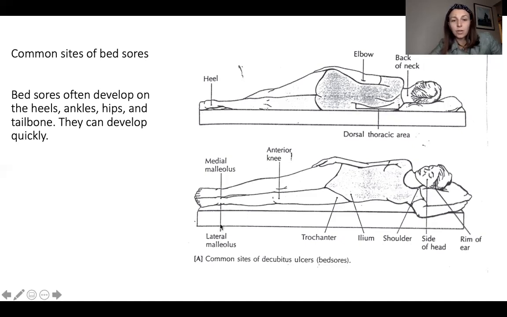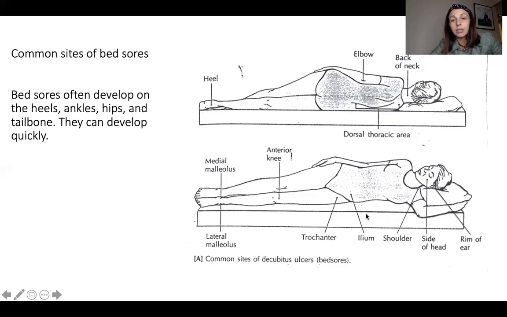Okay, so that's indicated here with the medial and the lateral malleoli, another bony prominence. The knee, the trochanter, and then the ilium has a bony prominence on the side as well. Also, look, this is illustrating the side of the head. Anywhere really that there's a bony prominence, this can happen.